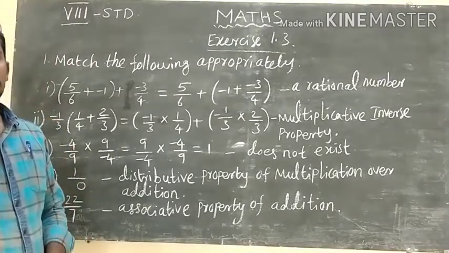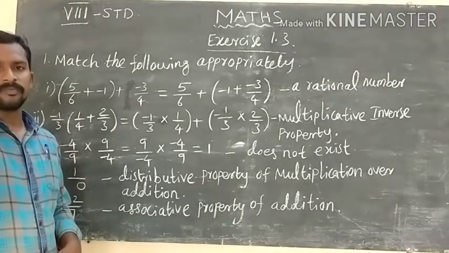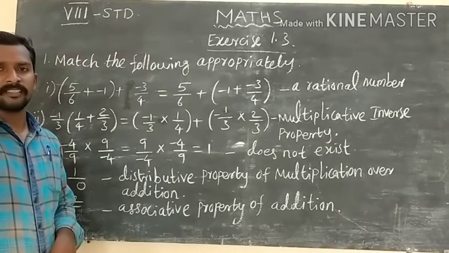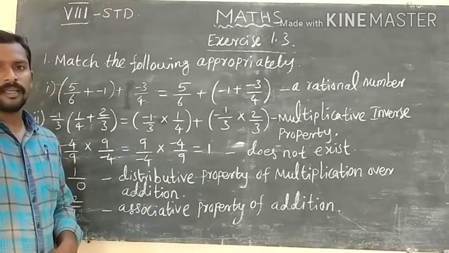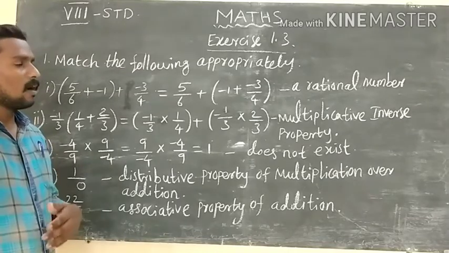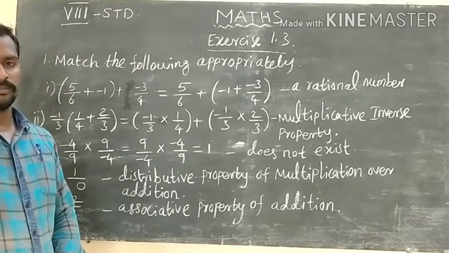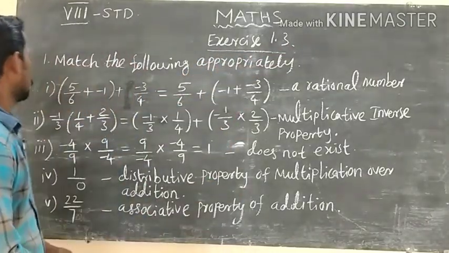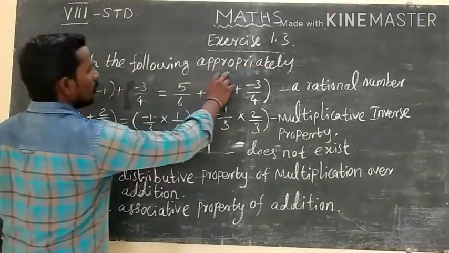Up to last class, we have discussed many topics from the rational number as well as properties of rational numbers. In this section, we are going to discuss applications of rational number. Exercise 1.3. Match the following appropriately.